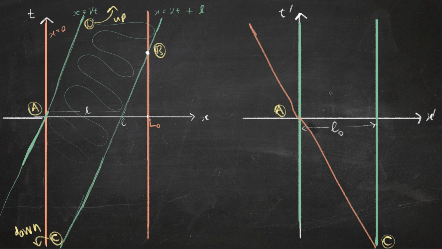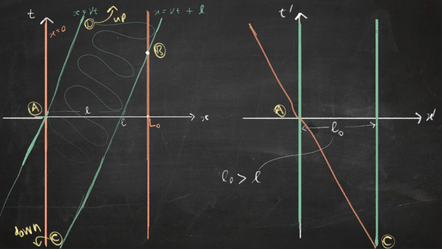And what else do we have? We have this line here, X equals VT plus L. What's it going to look like here? Well, sorry, no, this red line here is the X equals L naught. And that's going to look a bit like this. So in this situation, the L naught would be longer than L. So this L naught is going to be greater than the L as I've drawn it over here.